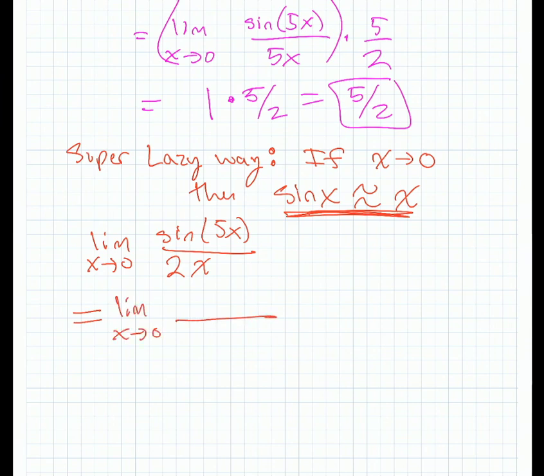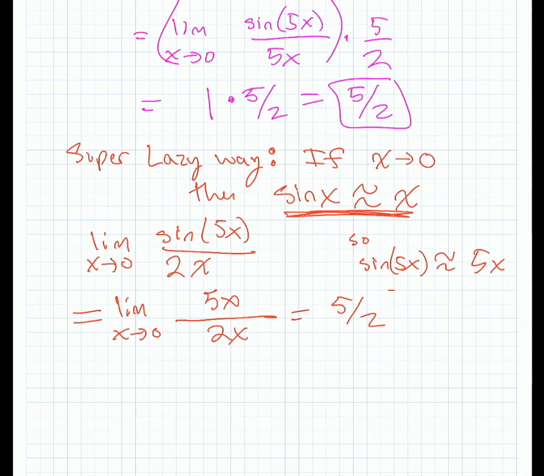as, well, if sine x is approximately x, then sine 5x shouldn't that be approximately 5x? It should. So you can just replace the top with 5x, and then you just have 5x over 2x, which is 5/2. Right?